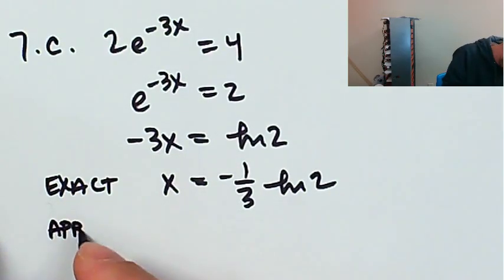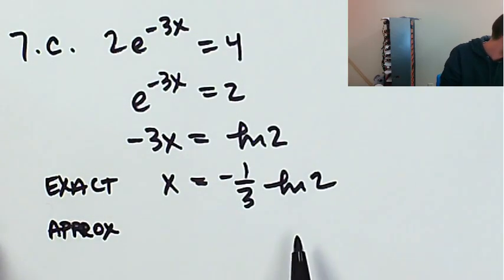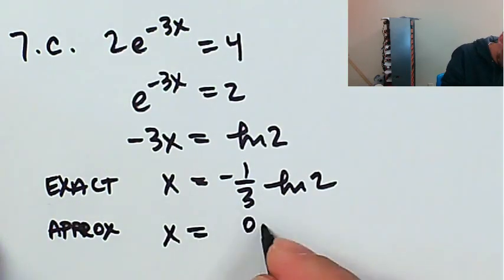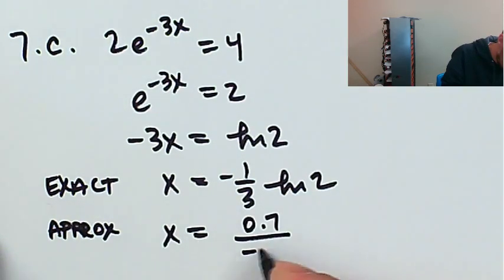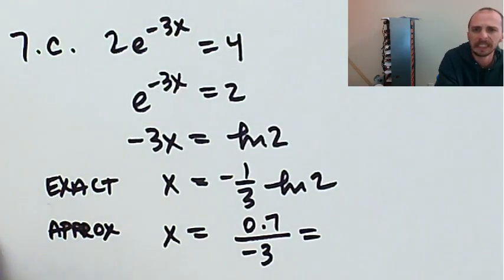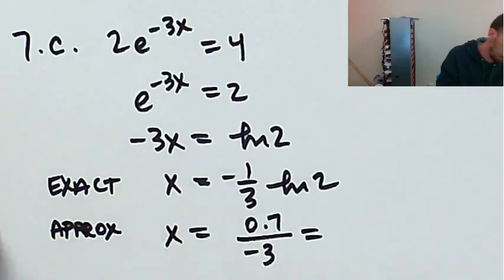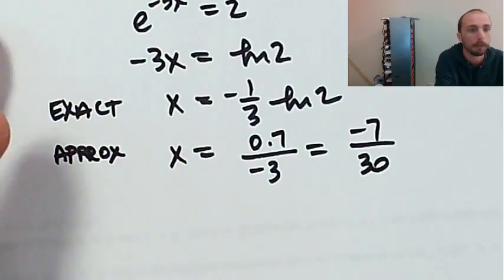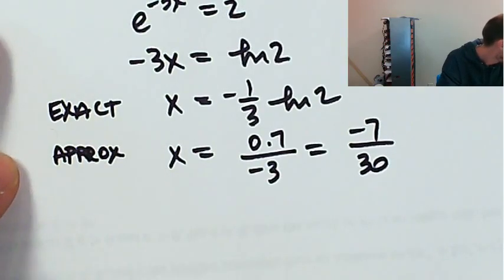And we can get an approximate by saying, okay, natural log of 2 is 0.7. So I'm going to say x equals 0.7 divided by negative 3. 7 doesn't divide 30, so that's going to be negative 7 over 30. If you had to write it as a simplified fraction, I don't think you do.